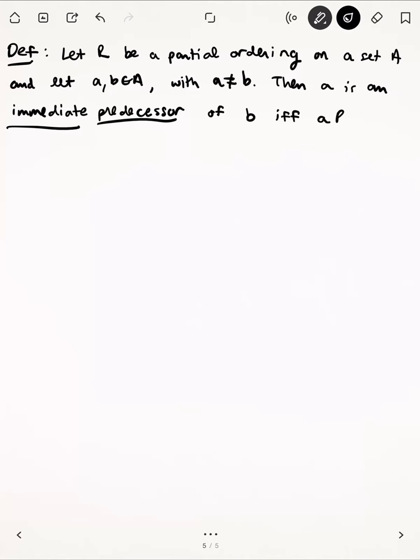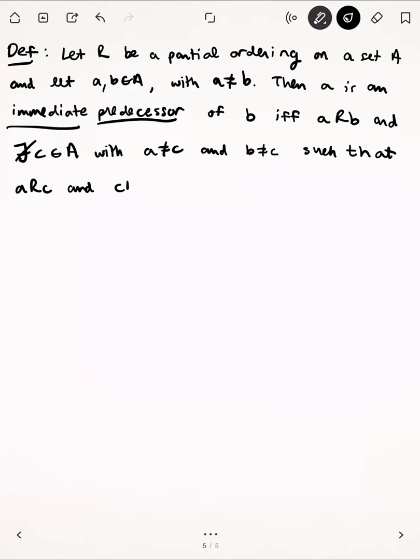Then A is an immediate predecessor of B if and only if A is related to B and there does not exist a C in A that is different from A and different from B, such that A is related to C and C is related to B.